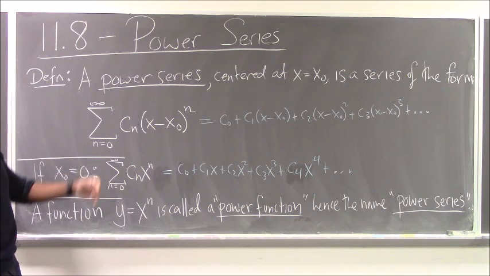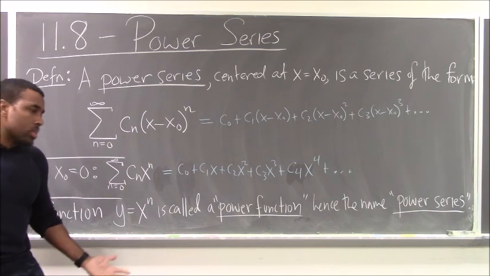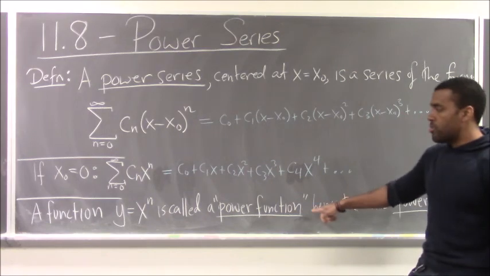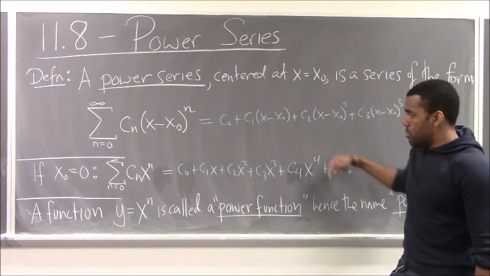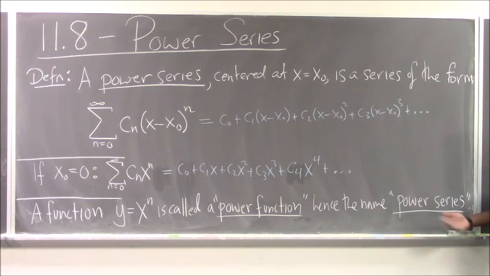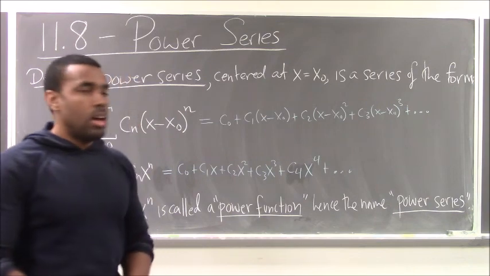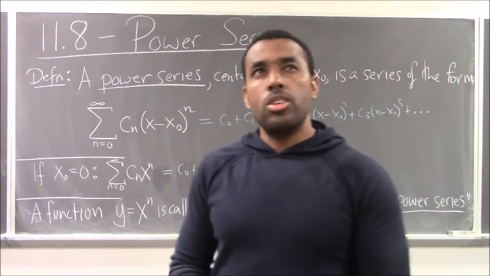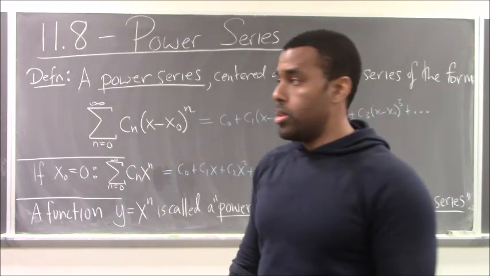Now, where does the name power series come from? A function that looks like y equals x to the n, like y equals x squared, y equals x to the half, whatever, functions of that form are called power functions. So if you have a series where each term is a power function, what you get is a power series. That's where the name comes from. It's just a series of power functions. One way that we're going to like to think of it, though we're actually not going to use that a lot, but it's a pretty good way to think about it, is as an infinite polynomial.